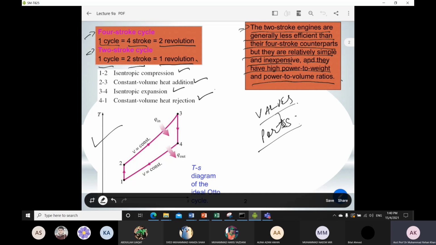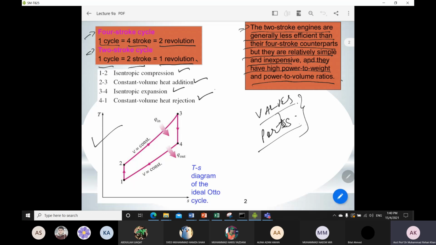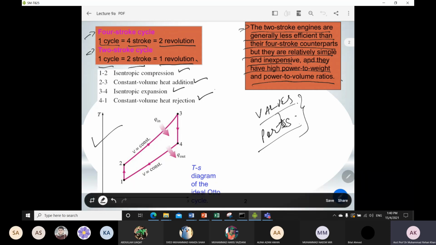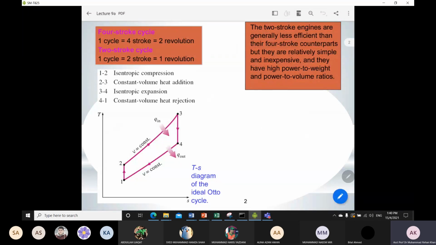Now this is just an overview. We will talk about the two-stroke engine later on as well. The main thing you have to know is that there will be two revolutions in your four-stroke engine and one revolution in your two-stroke engine.